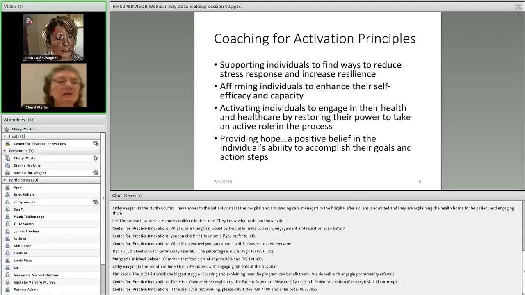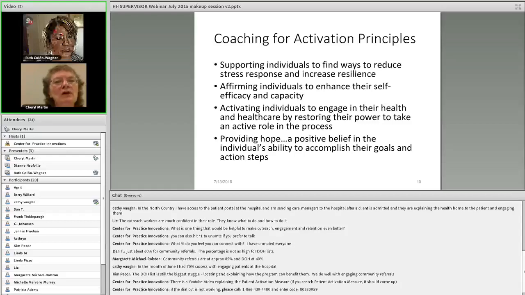When the body is in that constant stress response, it's causing harm. This is part of the reason why folks do not live as long and get more illnesses. It's that constant stress in their body. So it is such a gift, for us and for the people we serve, to be able to learn how to manage that stress response and how to build our resilience.